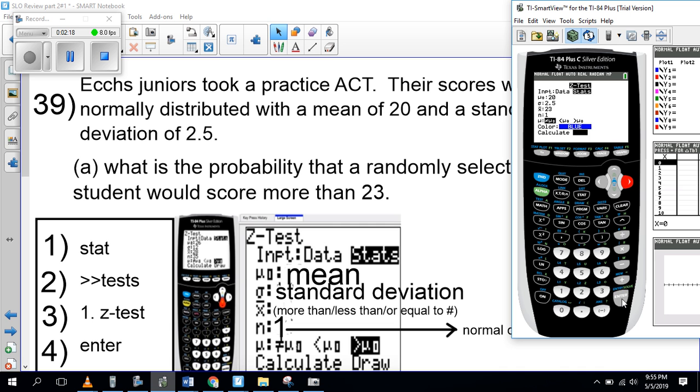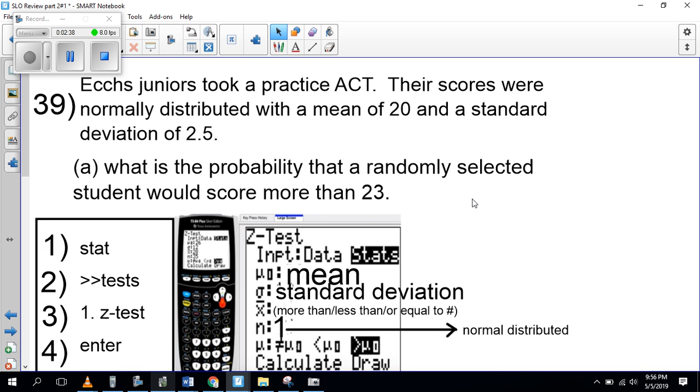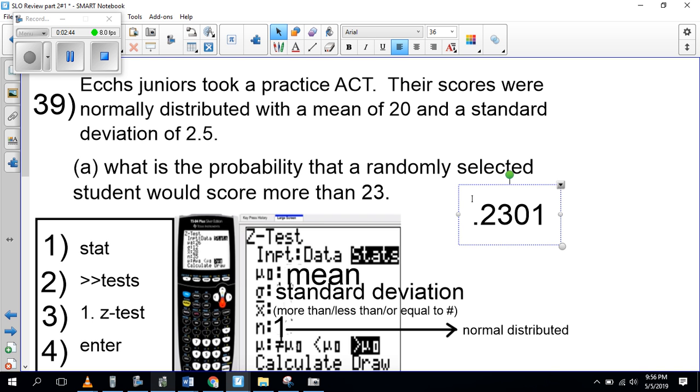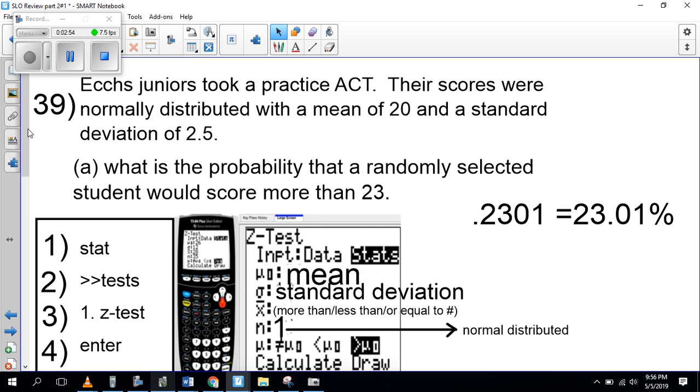Scroll down to draw. Hit enter. And then it's going to take a few seconds to draw this picture. But at the bottom is really what we need. We need the probability. So 0.2301. And so we can change it to a percent by moving it 2 places to the right. So 23%. So the probability it gave us is 0.2301. And if it asks for a percentage, that equals 23.01 percent. Either or. So try the other ones.